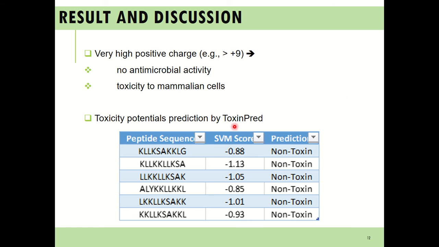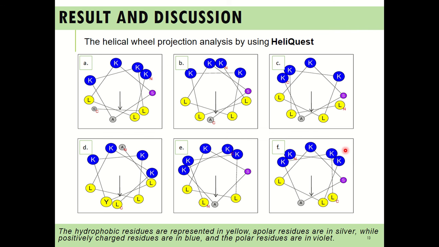And ToxinPred was used to calculate the toxic potential of these peptides, and the result shows that none of the peptides are toxic. They are all non-toxic. And the helical wheel projection was analyzed by using HeliQuest, and it reveals more features about the peptides. Usually, a wheel projection is expected to show a helix formed by the hydrophobic and apolar amino acids concentrated on either one side of the helix. And this was the case for our peptides, as can be seen in the picture.